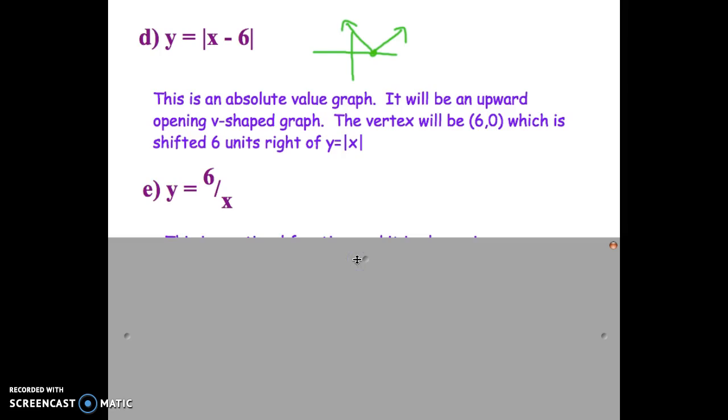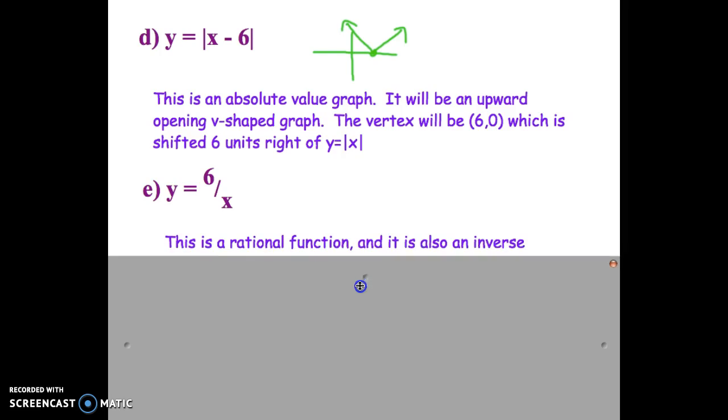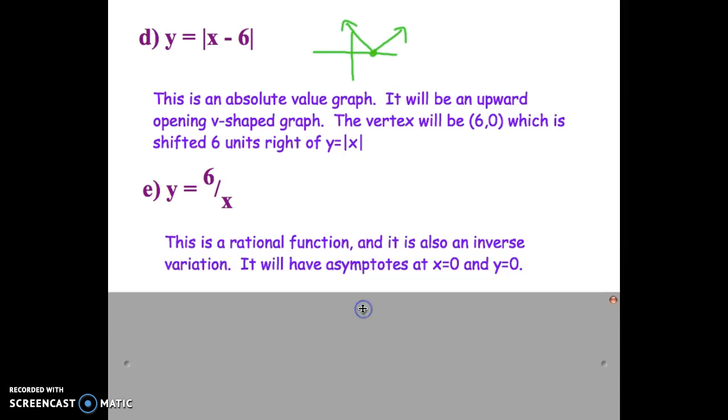Think about what that will look like. This is actually a rational function, like the type we did today. It's also a special type, inverse variation, just because it has the 6 and then the y and the x and no extra added. It's in the form y equals k over x. It's going to have asymptotes at x equals 0 and y equals 0. So when you graph that, it's going to look pretty much like the parent function, but just a little steeper because of that 6 instead of a 1.